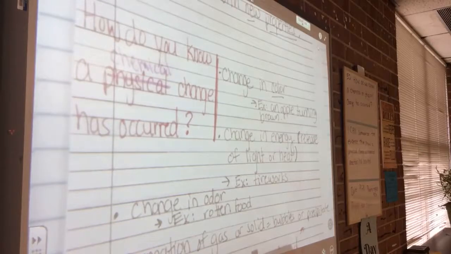Look up. This is page 21. When I mix that solid and liquid together, I create bubbles, which is a gas. If I'm making a gas where there was none before, that's a chemical change.